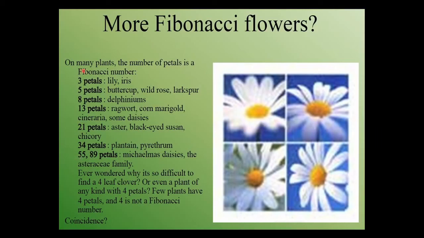So these are the different flowers. The lily and iris have 3 petals. The buttercup and the wild rose have 5 petals. These flowers have 13 petals. This one has 21, this one 34, and this one 55 and 89 petals, and so on and so forth. Isn't that a coincidence? Right?